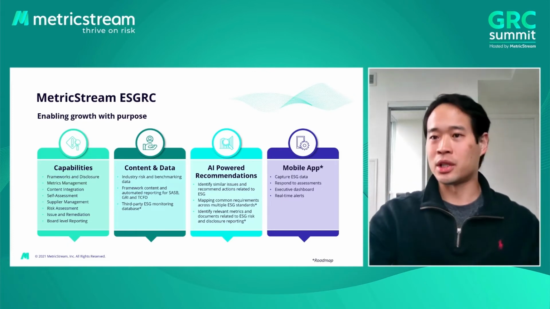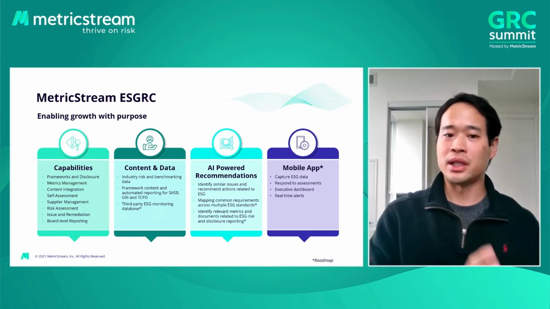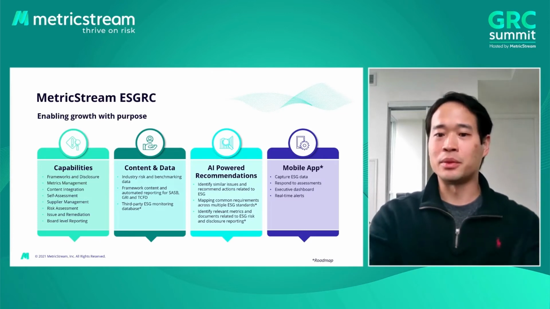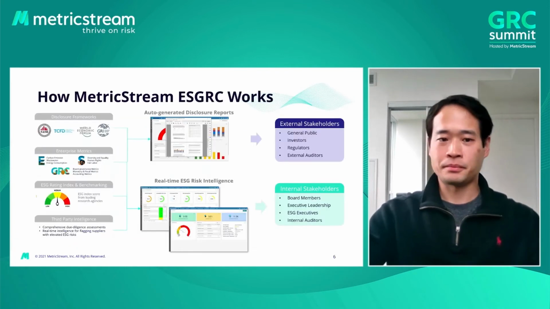AI-powered recommendations, we talked a bit about that, mainly focus on issue recommendation and interpreting data for the purpose of disclosure management and also executive reporting. Mobile app, and that's something that we're going to see more and more in the future, is the ability to do everything that we're seeing today in the MetricStream ESG platform and more, but entirely on your mobile device.